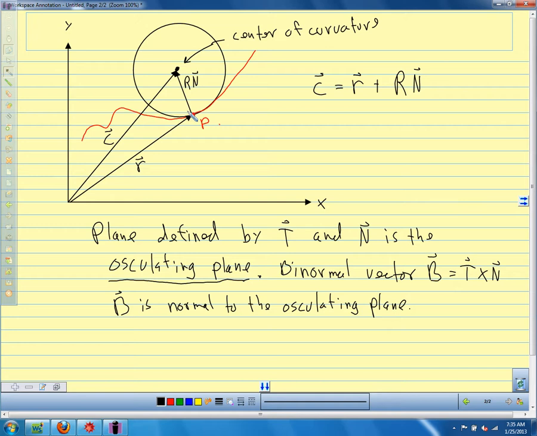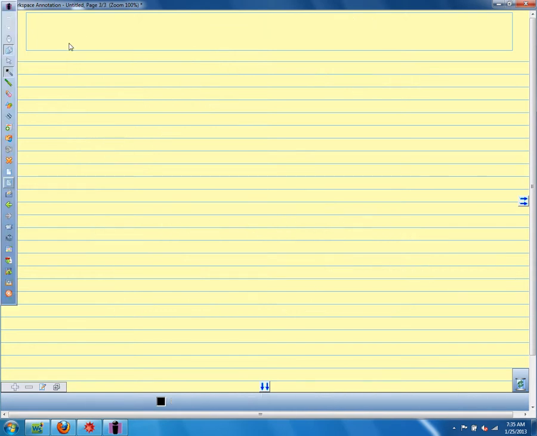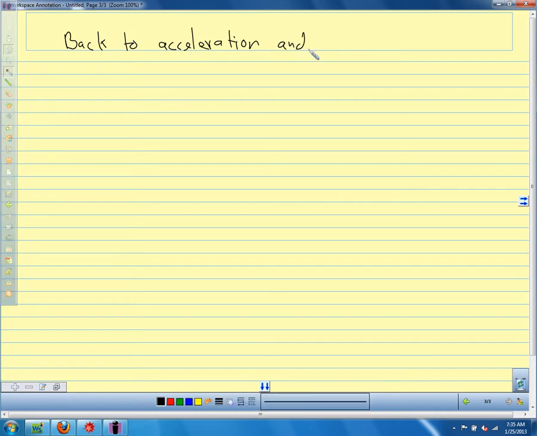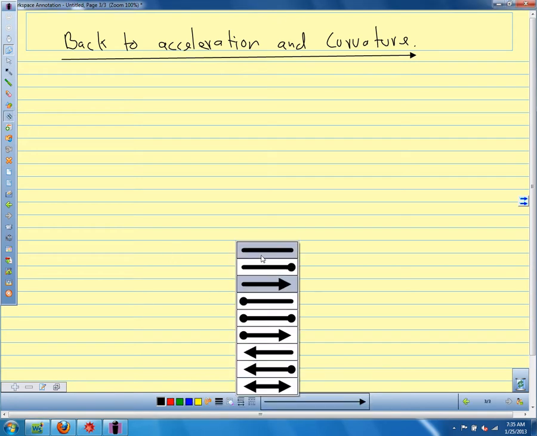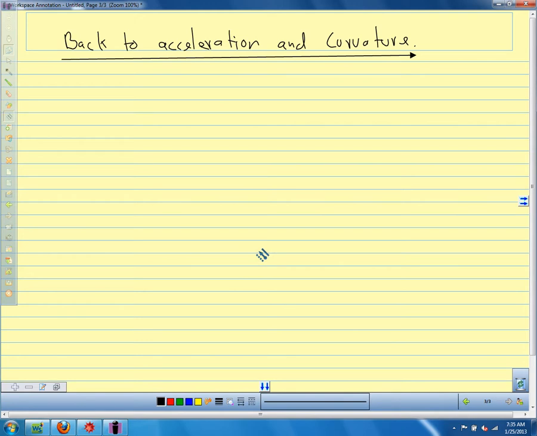All right, so now after that little detour, let's go back to acceleration and curvature. As we were talking about curvature yesterday, we decided that the curvature should have something to do with the acceleration, because the acceleration is what changes the direction of our motion. So that's what's causing the curvature, is this acceleration, the normal component of acceleration.